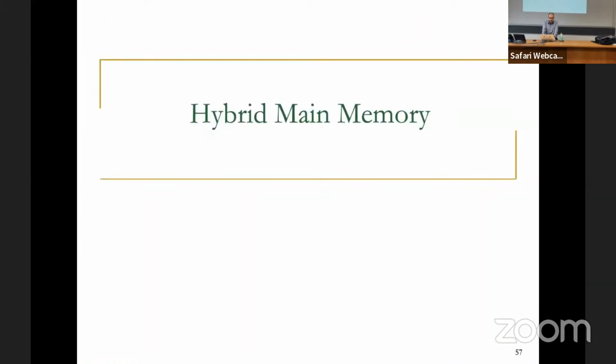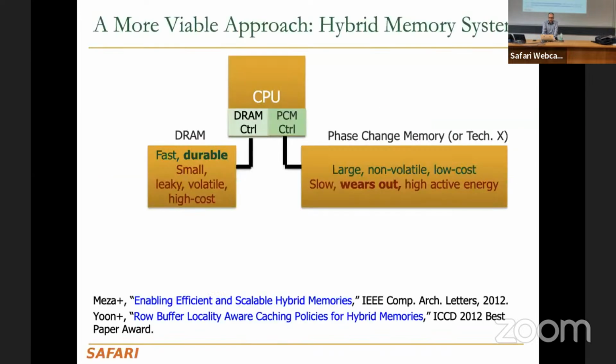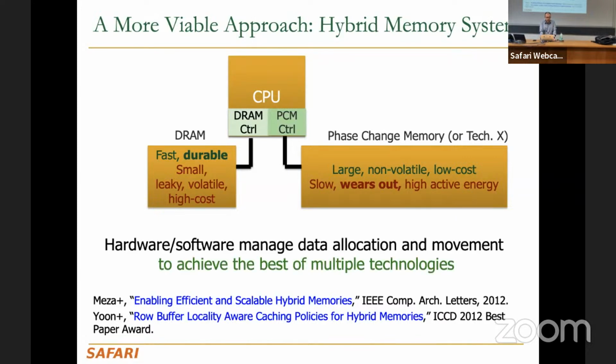But now let's look into the other approach, which is hybrid main memory. Remember this picture from the past that we discussed, having a CPU and different controllers. You have a DRAM controller, for example, that controls DRAM, which is fast and durable. However, it's small, leaky, volatile, and high cost. And there can be another memory technology like phase change memory, which is large, non-volatile, and low cost. However, it's slow, wears out, and has high active energy. While using these two together, hopefully you're going to achieve the best of multiple technologies. So that's the idea of using this as a hybrid memory.